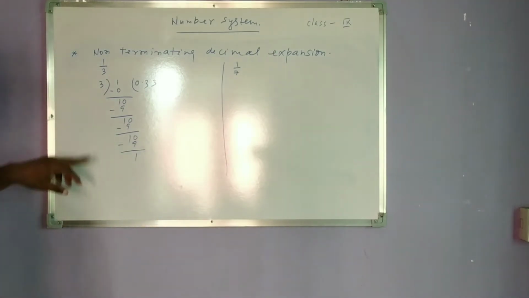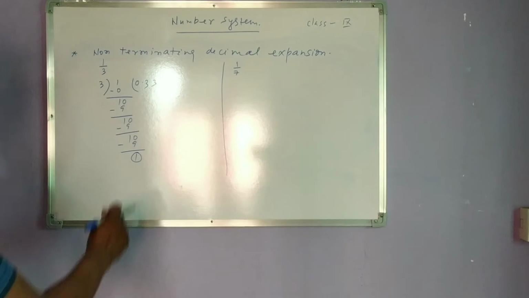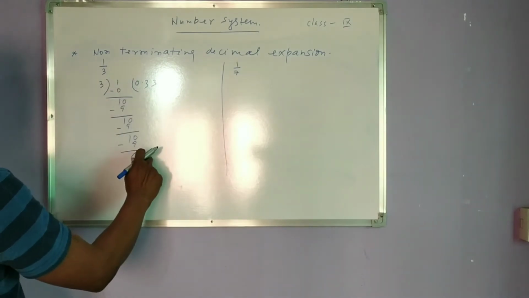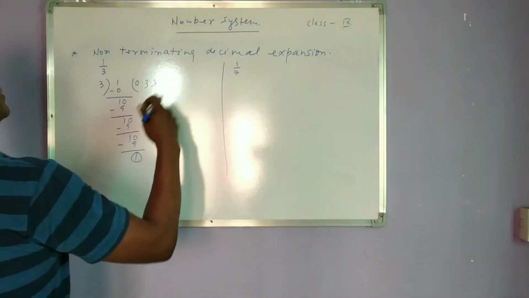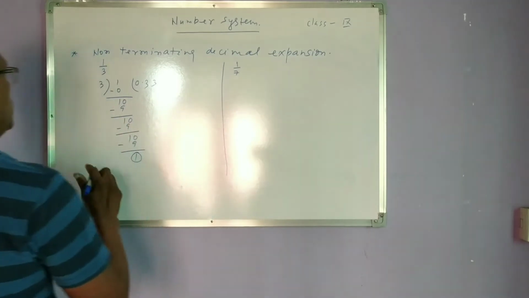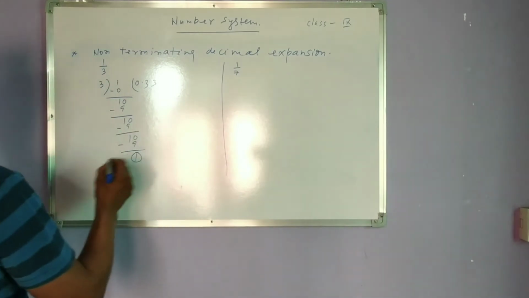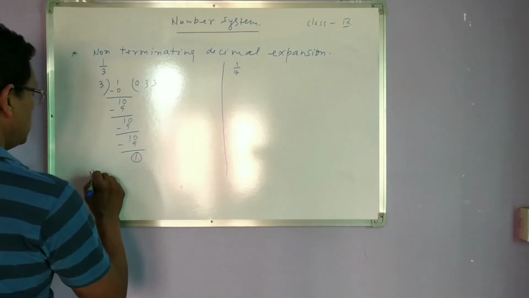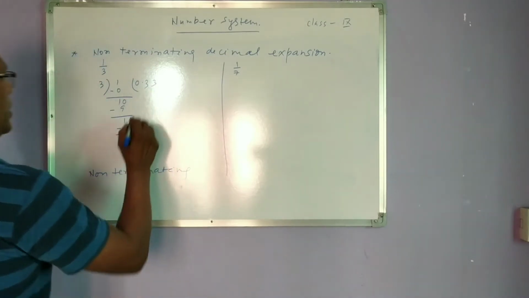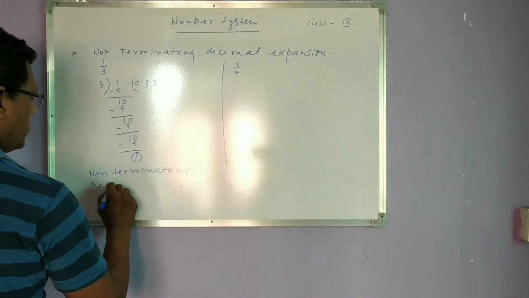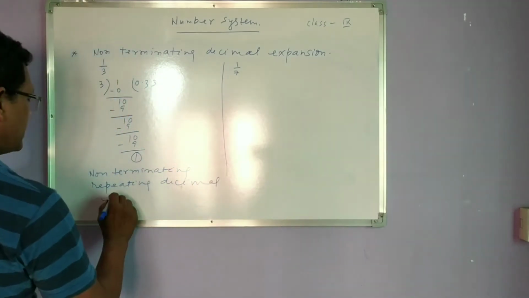So we say that the remainder is 1. It is repeating after certain steps. It is a non-ending process. It will be divided by 3 endlessly. So such a type of decimal expansion is known as non-terminating, repeating decimal expansion.